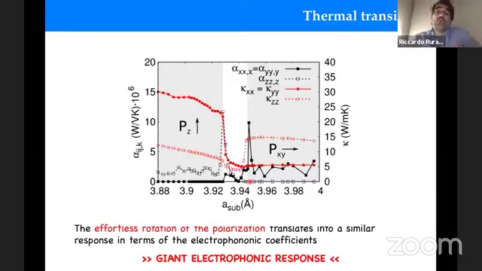But you have to do some work. You have to go all the way to the station. In this other situation, you're already on the cliff. You're there because of the strain, and you only need a little push, and you fall down, and your polarization will switch, and then you have this very large response.